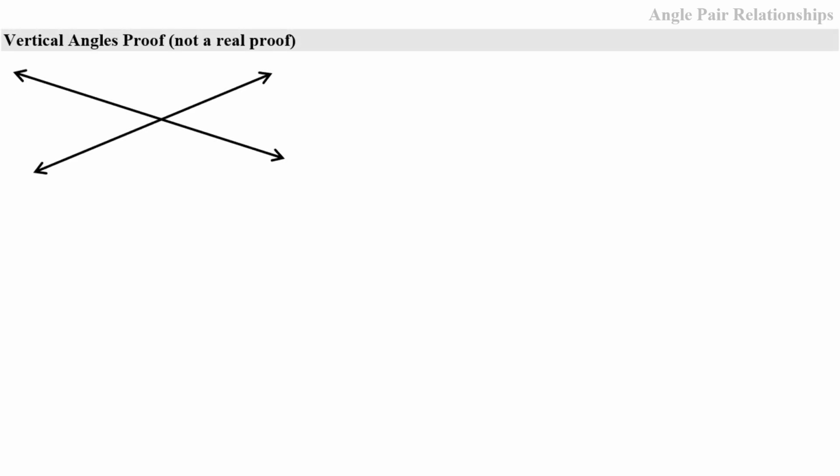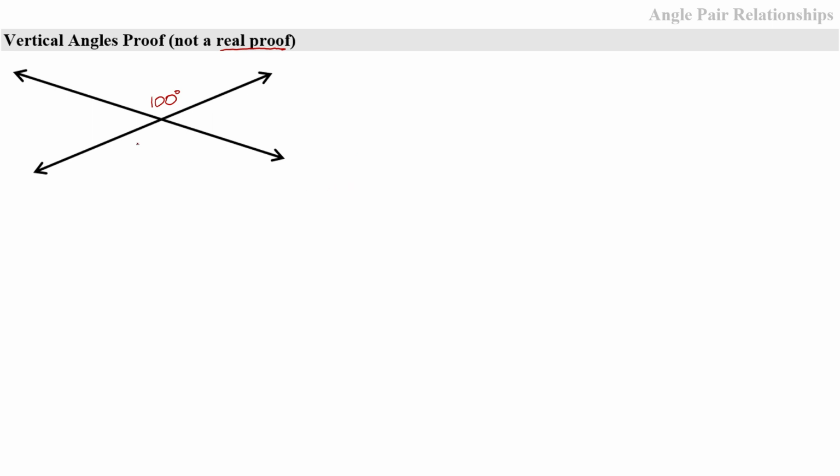Now here's a proof. Now this is not a real proof. The real proof is a lot more complicated, but this is just a proof with one number. What I want you to do is think of a number for any of these angles. For example, I'm going to choose the number 100 up here. You can pick a different number. In fact, choose any other number, but do not choose 100.